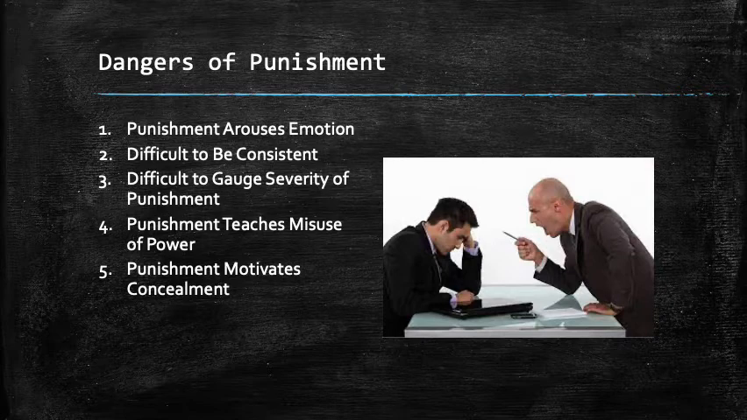Always be careful with words. Number 4, punishment can teach wrong things, such as powerful people hurting smaller people. Number 5, punishment motivates concealment. A child gets in trouble for talking, but when something bad is actually happening, they are too scared to speak up.